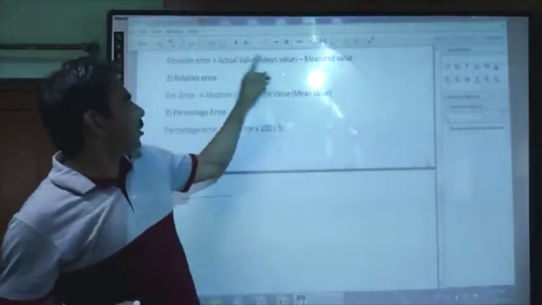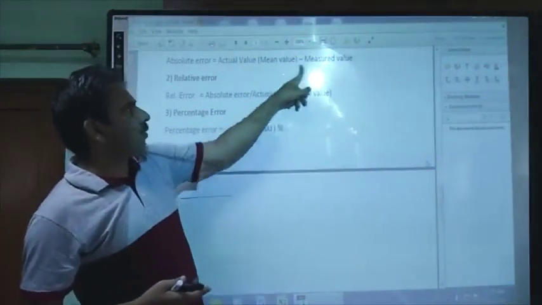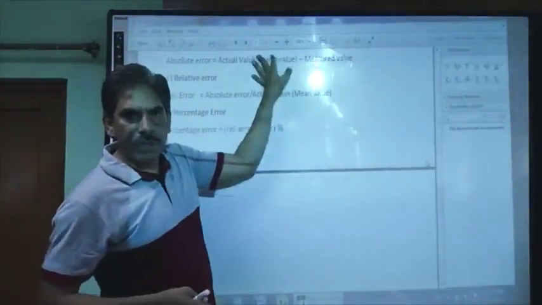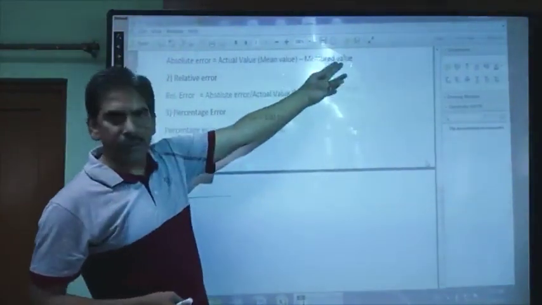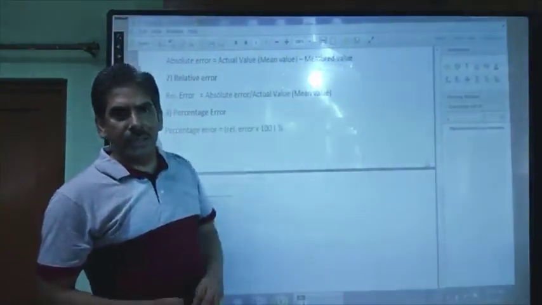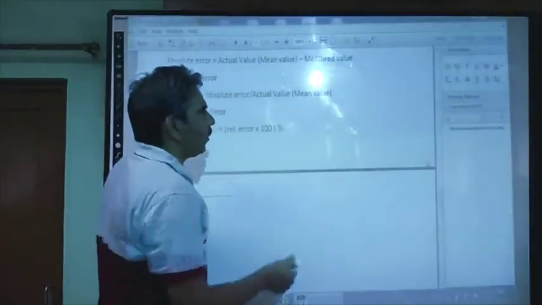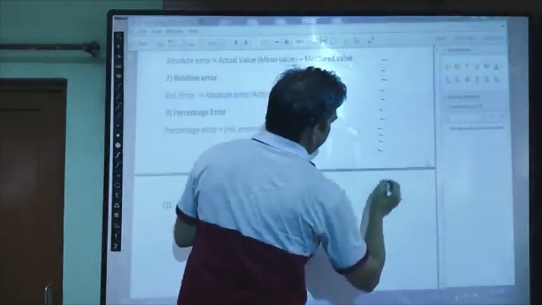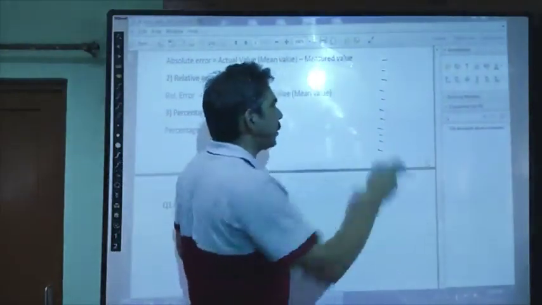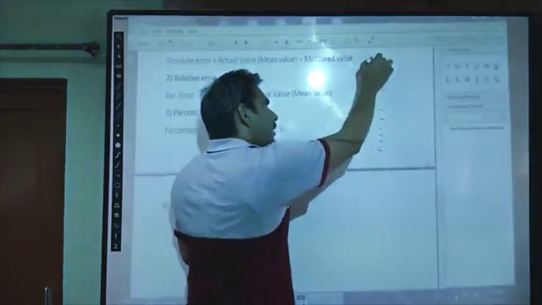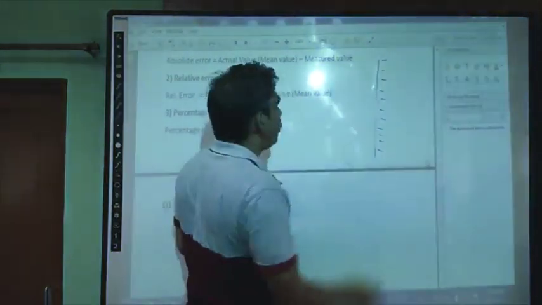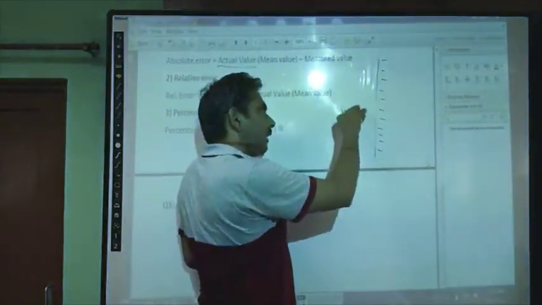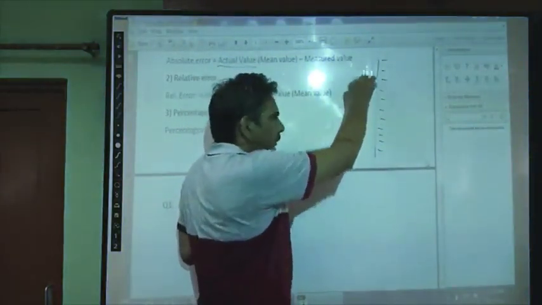Absolute error is nothing but the difference of the actual value from the measured value. So actual value minus measured value is called the absolute error. Or suppose we have a number of observations. We have measured a physical quantity a number of times, and then we take the average of all these. If we don't know the actual value, then what we do is measure the values and find the mean of all these.